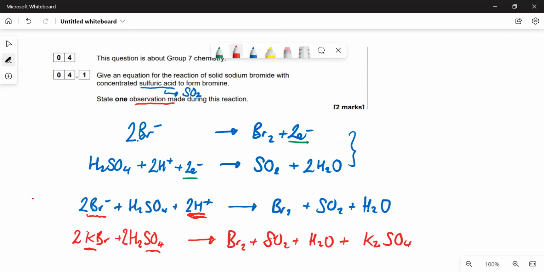One observation made during this reaction. Well, the only right answer really is to say that, because you're forming bromine, you will see a brown vapor. It's quite exothermic, so you don't tend to see the liquid. The brown vapor is formed during the reaction. So you're adding drops of conc. sulfuric acid to white potassium bromide solid, and it turns brown and gives off a brown vapor.